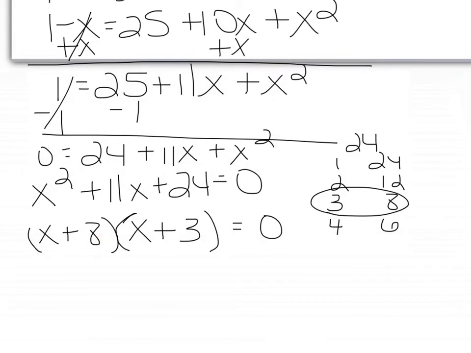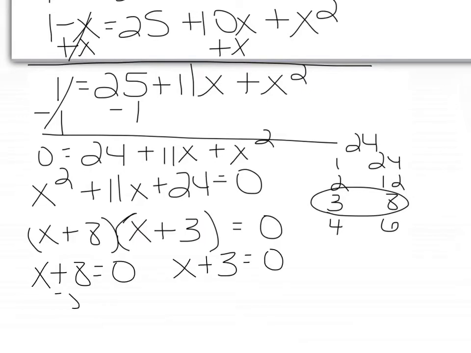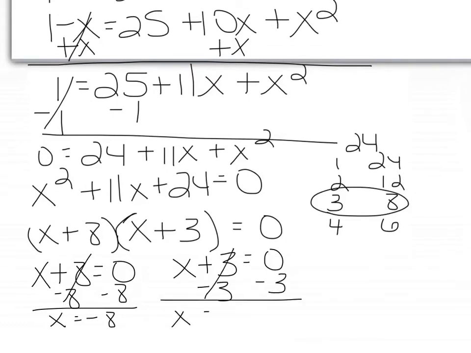Look at each house and see if they have anything in common. x and 8 don't have anything in common, neither do x and 3, so I can go ahead and move on to solving. And in that, you'll go ahead and set each house equal to 0. So here you'll subtract 8 from both sides, giving you x equals -8. Here you'll subtract 3 from both sides, giving you x equals -3.